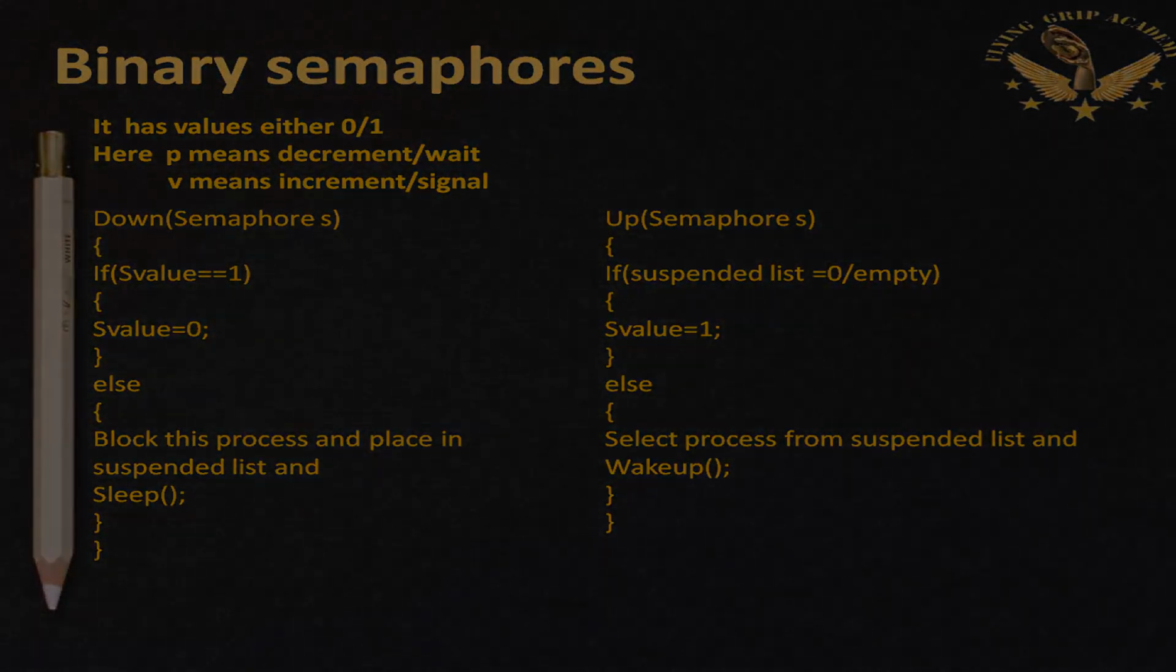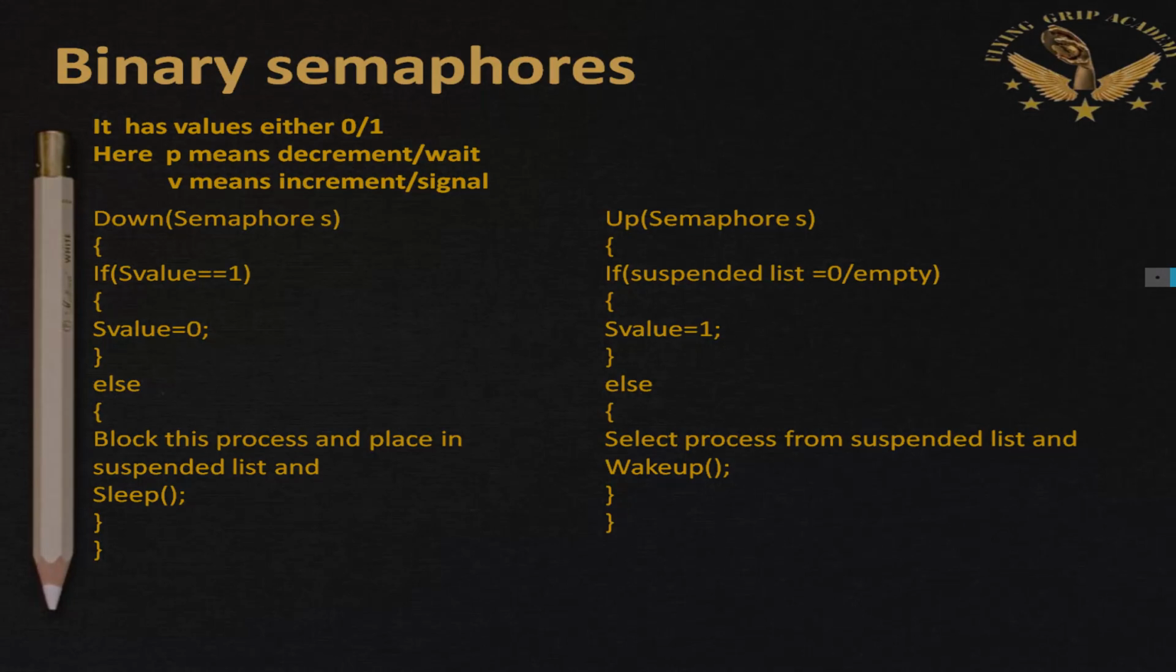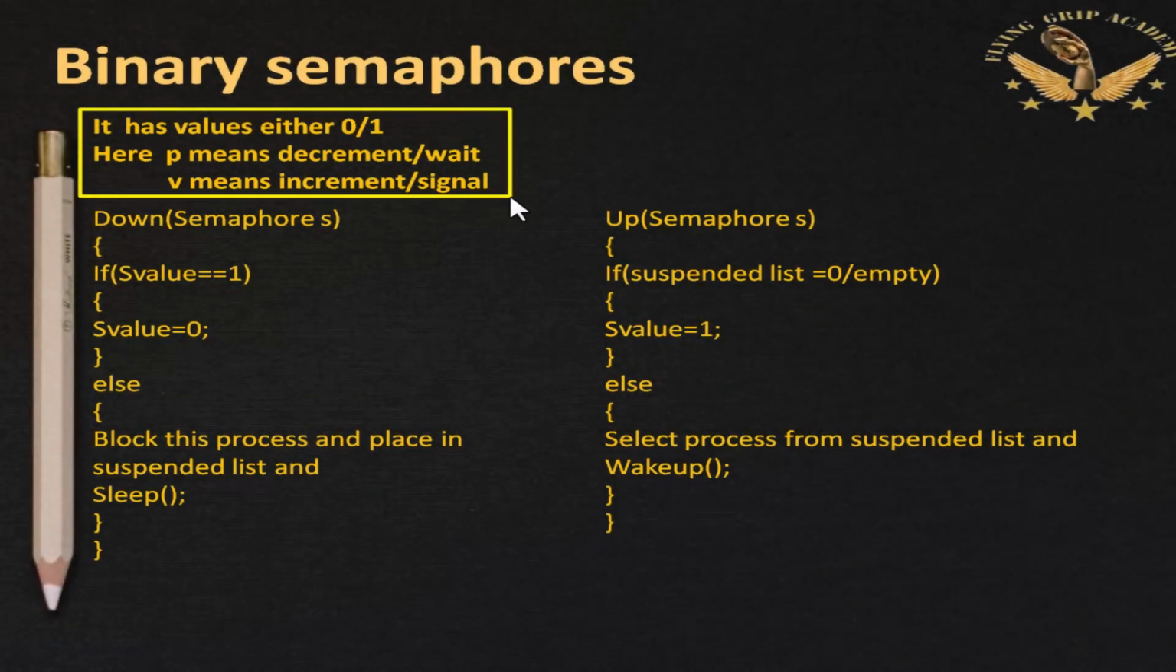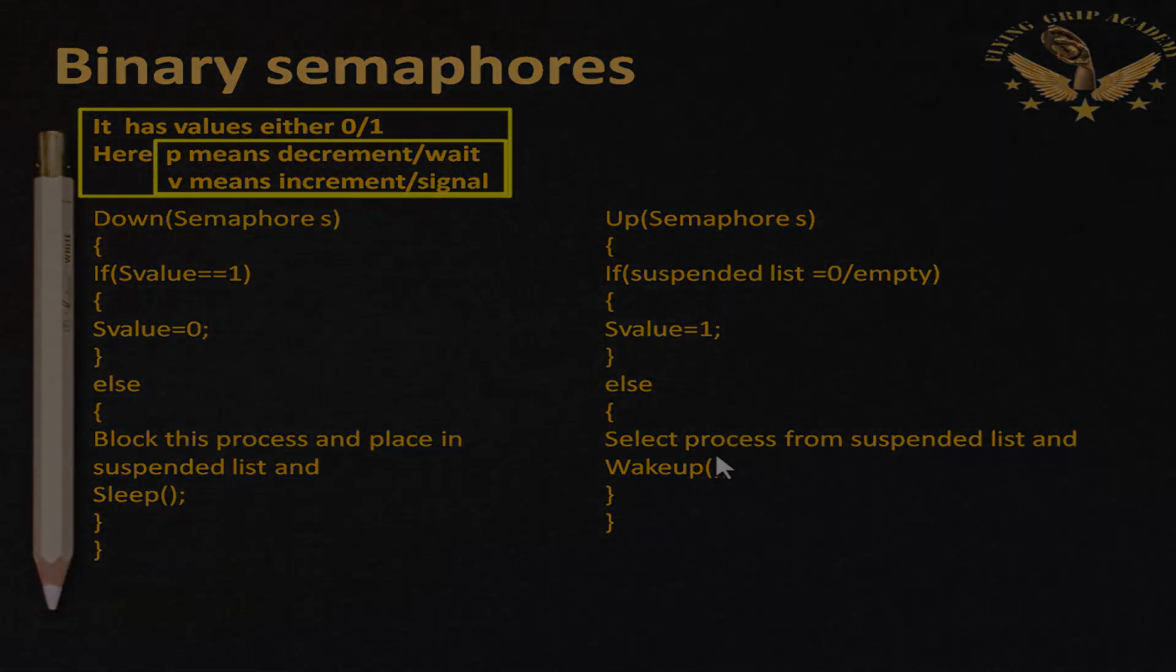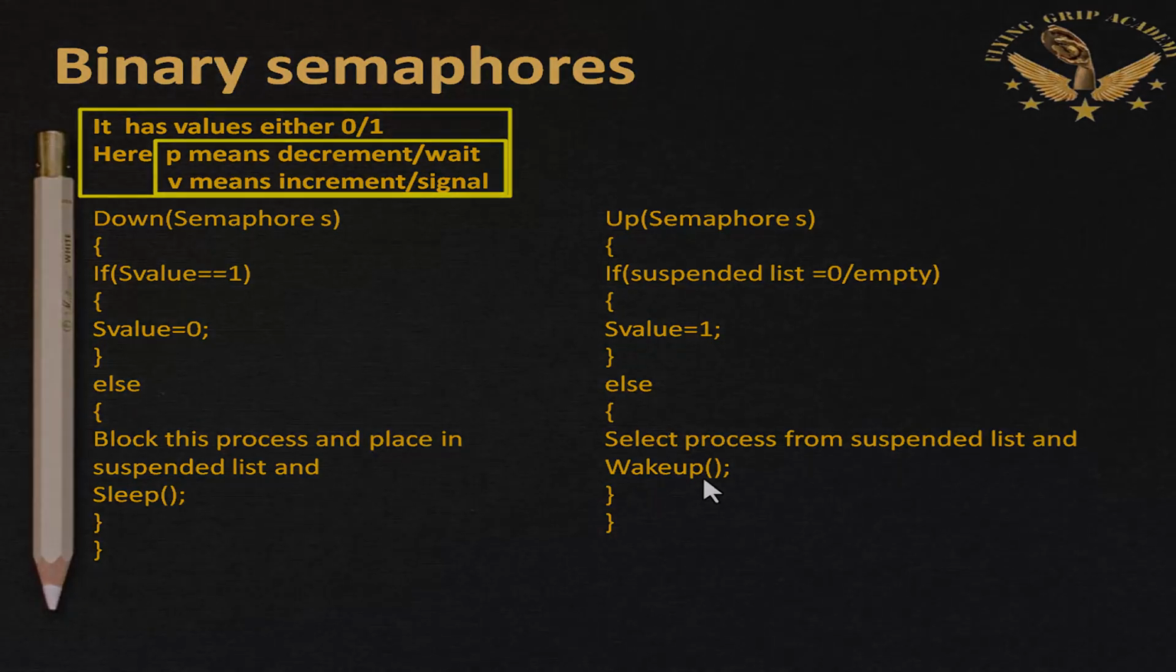Next one is binary semaphore. So let us consider binary semaphore. It has values of either 0 or 1. Already we know the scenario. P means decrement and V means increment. It is going to give a signal.